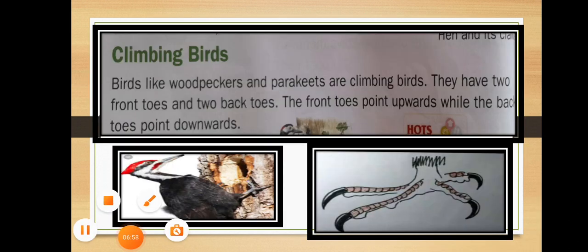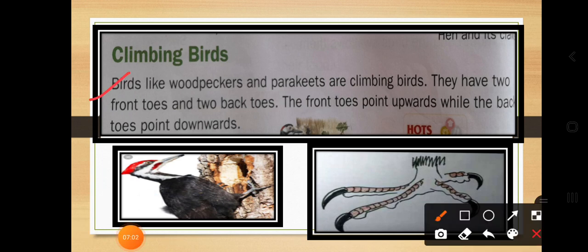Next is the climbing birds. So what is the help of their claws? Birds like woodpeckers and parakeets are climbing birds. Climbing birds means they can easily stand on the tree.